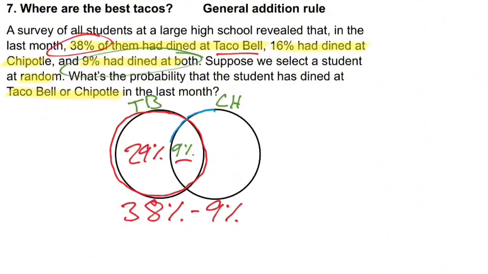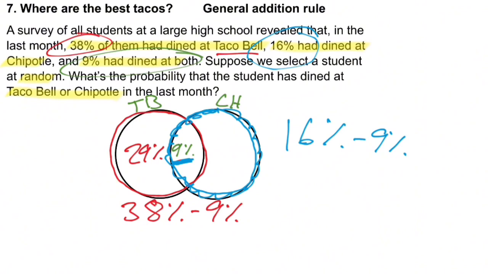And with the exact same logic, you would deal with the Chipotle people. There were 16% who dined at Chipotle, but this 16 represents this entire circle, including the both people that you already accounted for, which was the 9%. So we will again have to subtract 9, and that is going to give us 7% of the data of only people who went to Chipotle.